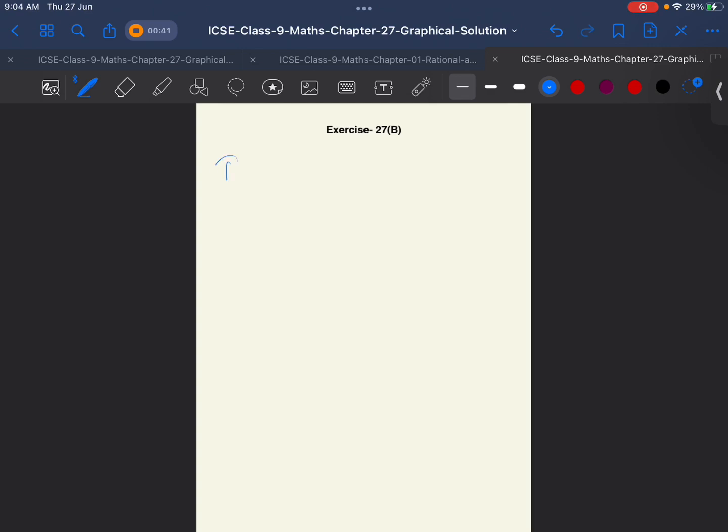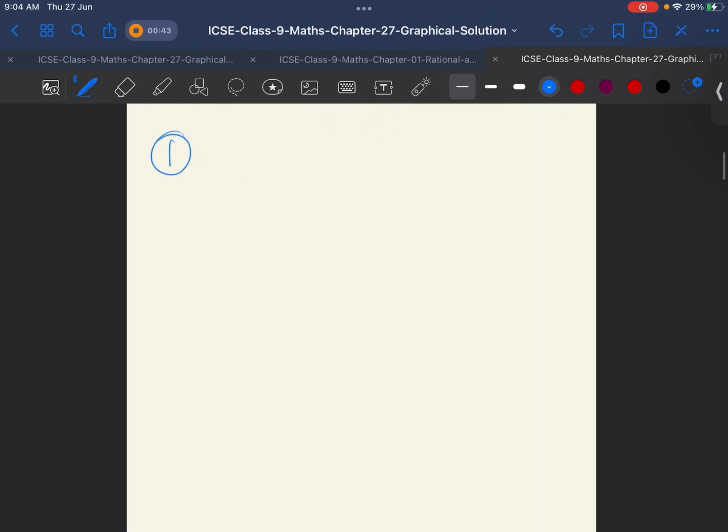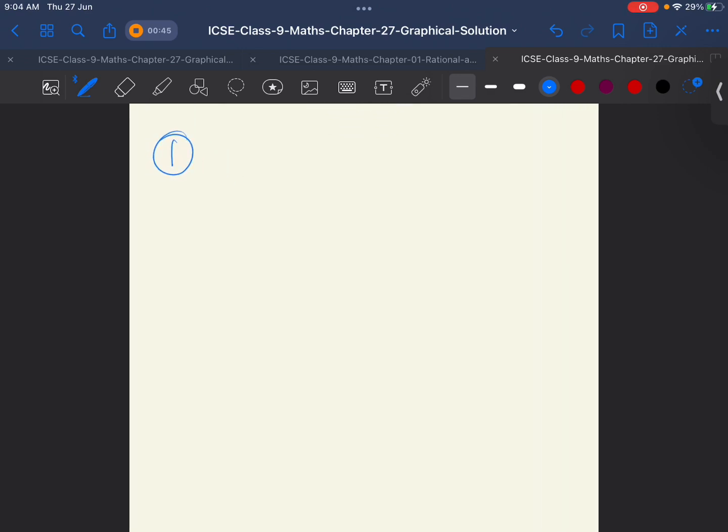First question. Solve graphically the following pair of equations. So question number 1. x minus 5 equals 0. This is equation 1, which implies x equals 5. And equation 2, y plus 4 equals 0. Equation 2 implies y equals minus 4.